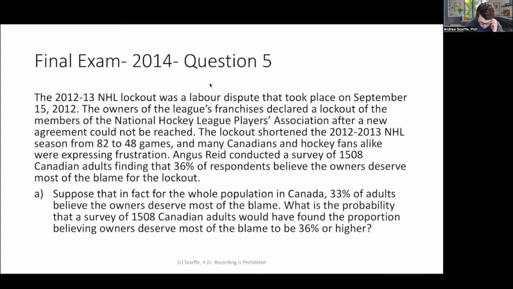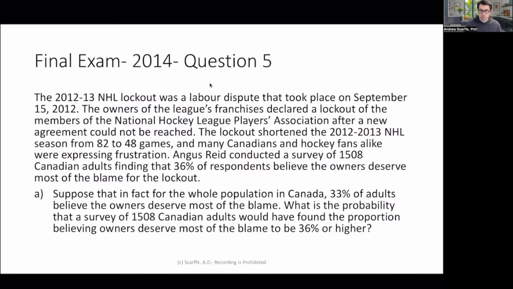Then we're asked the following question. Suppose that in fact, for the whole population of Canada, 33% of adults believe that owners deserve most of the blame. What is the probability that a survey of 1,508 Canadian adults would have found the proportion believing owners deserve most of the blame to be 0.36 or 36% or higher?